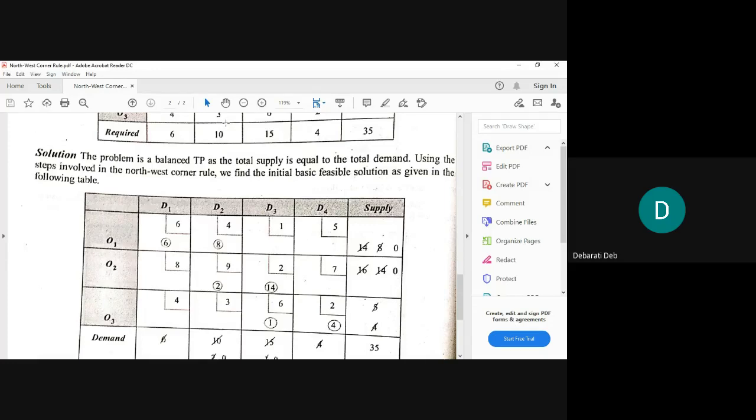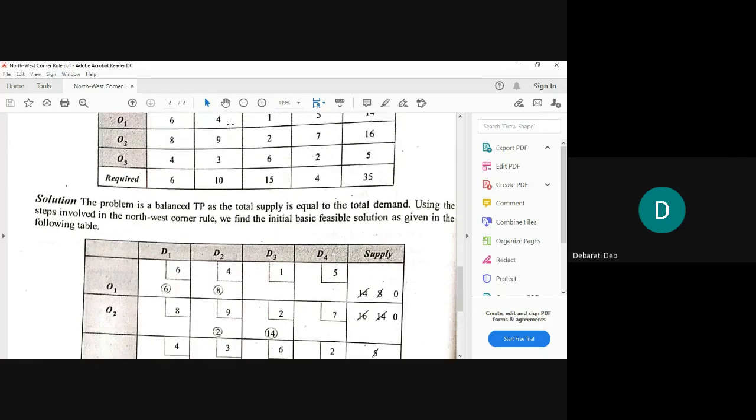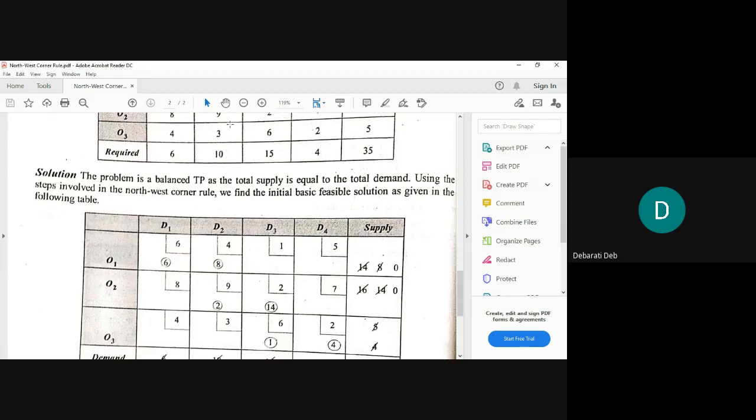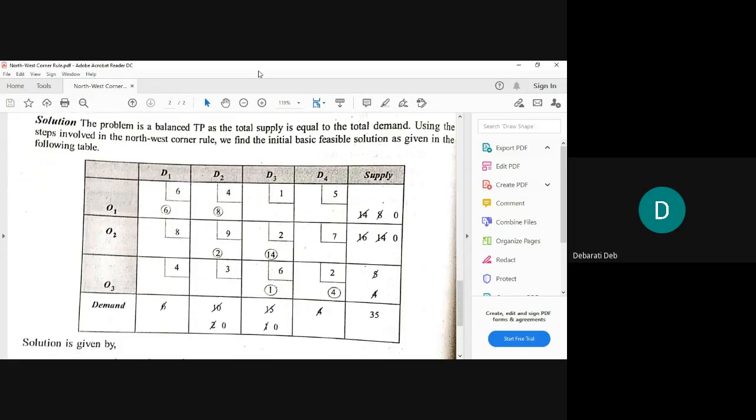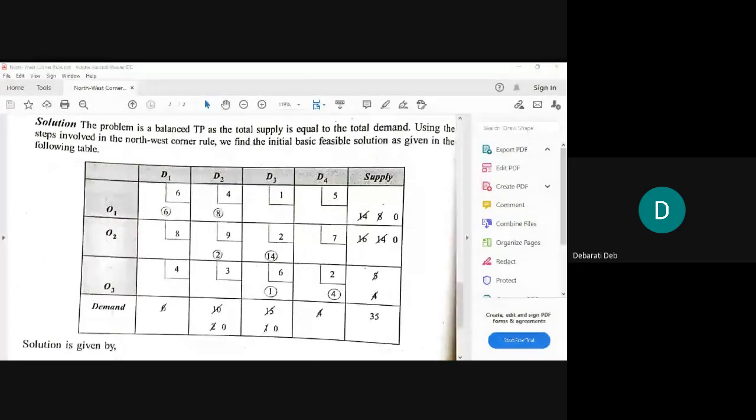And the costs, that means the numbers which are appearing within the table, those will be written in small boxes. Okay. Just write the numbers within these small boxes. Then write O1, O2, O3, D1, D2, D3, D4, supply and demand. Just write the original figures. Don't write the striped off numbers. Do it. I'm giving you 2 minutes time for this.